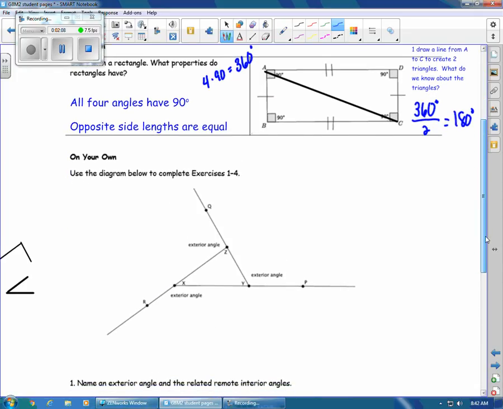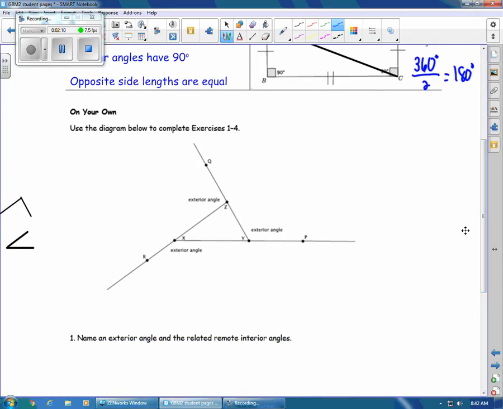So let's move on to what this lesson is about. This lesson is about the exterior angles of a triangle. Again, remember, interior is inside, exterior is outside. You can label yours up if you want to. I'm going to remove that because my drawing will get messy. Exterior is outside of your triangle and interior is all the area inside the triangle.